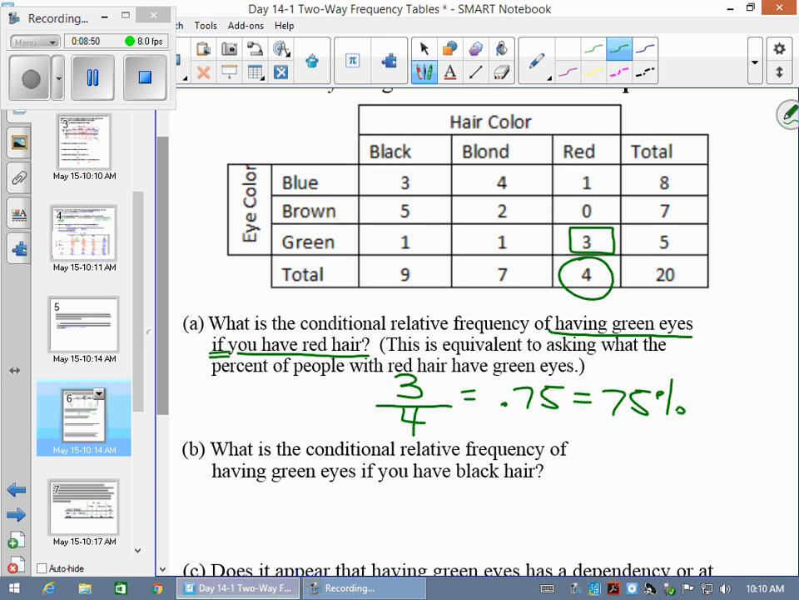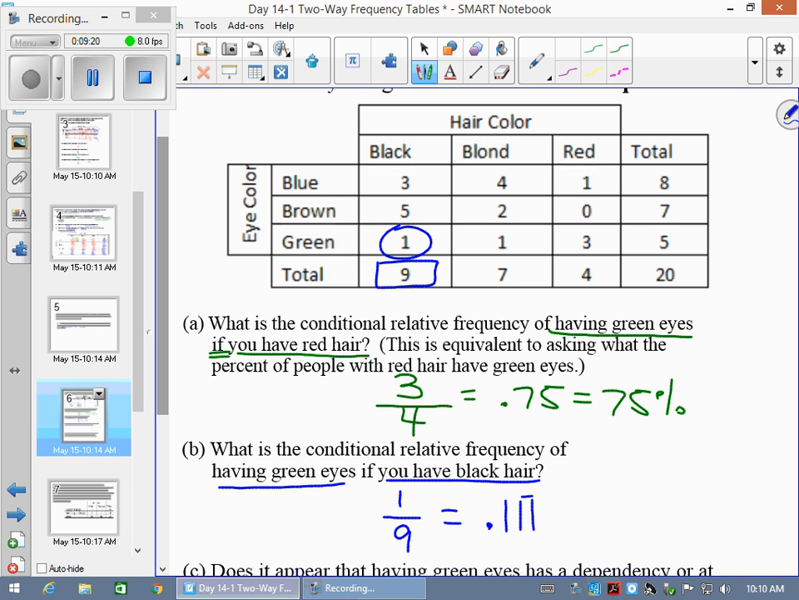Part B, what is the conditional relative frequency of having green eyes if you have black hair? Now let's take a look. We have a different condition. So if we look at everyone that has black hair, there are 9 people, and of those 9 people, 1 person has green eyes. So 1 out of 9 people that have black hair also have green eyes. You could write this as a decimal that keeps going, or we could write it as a percent, about 11.1%.